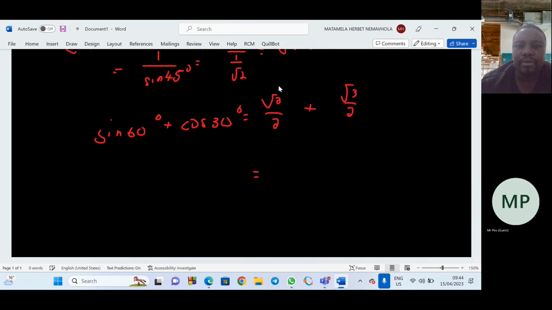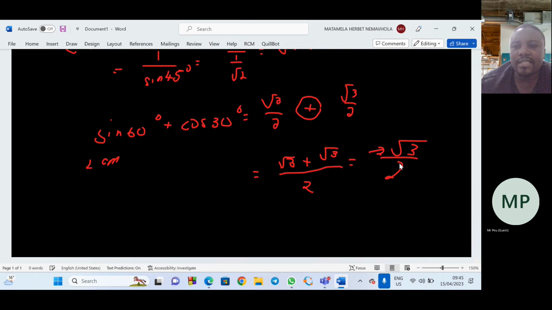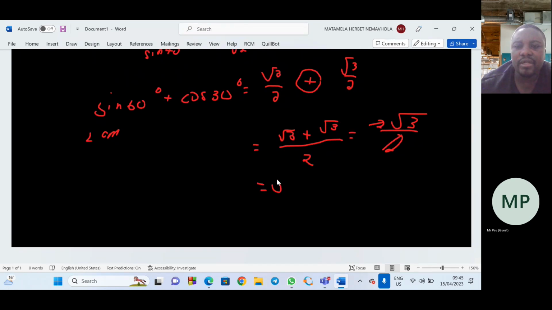So when we simplify this, the denominators are the same. The lowest common multiple of 2 and 2 is 2, so you write 2 here. Then how many times does 2 go into 2? It goes 1, so 1 times square root of 3, plus 1 times square root of 3. Then the answer is 1 plus 1, which is 2 square root of 3 over 2. Then this 2 will cancel with this 2, and you remain with square root of 3. So I'm going to give you this kind of question.